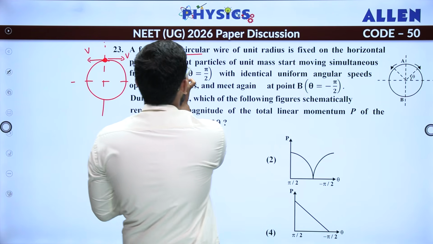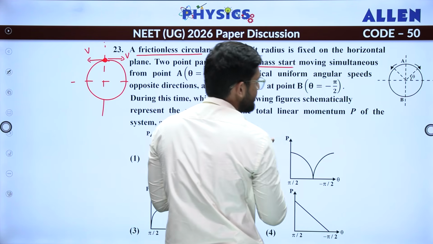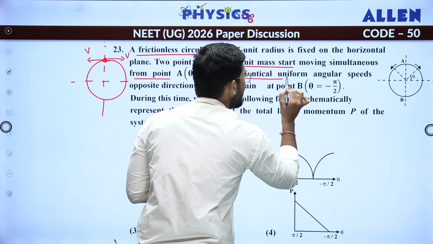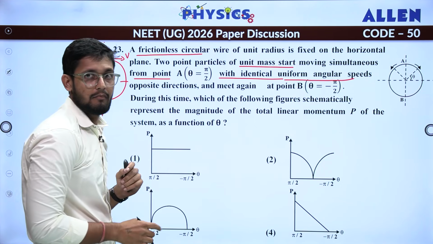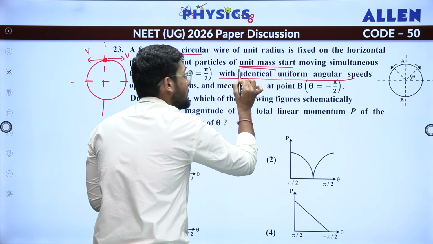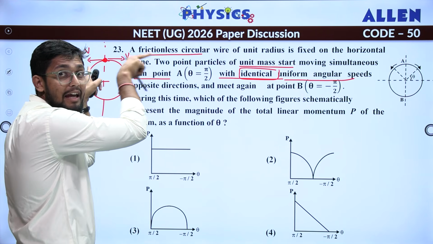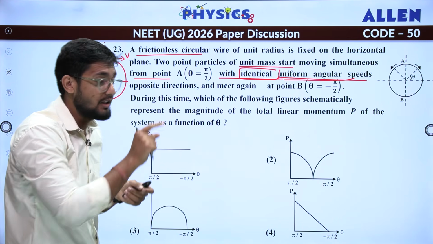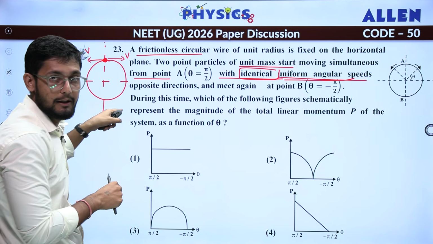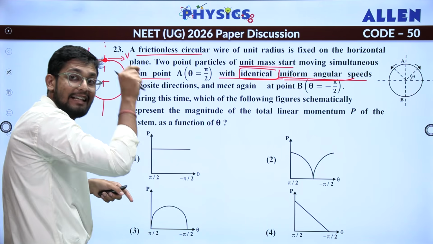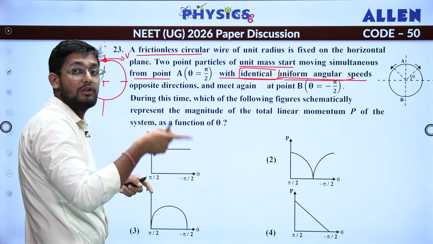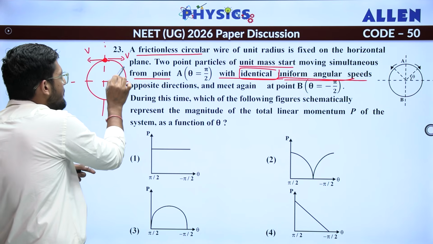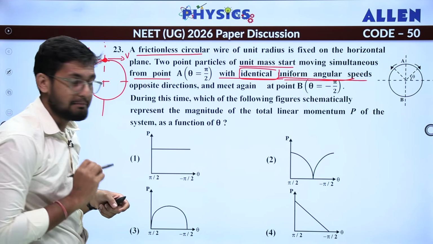With 2 point particles of unit mass start moving simultaneously. Time is also same. With identical uniform angular speed. See, the information given to us, identical, that means both are moving with the same angular speed, right? And this is uniform, that means it won't change if they move from this point to any other point, right? So omega is same for both the particles and it is constant also. That means you can say that the speed with which they will be moving along this circular path will be same.